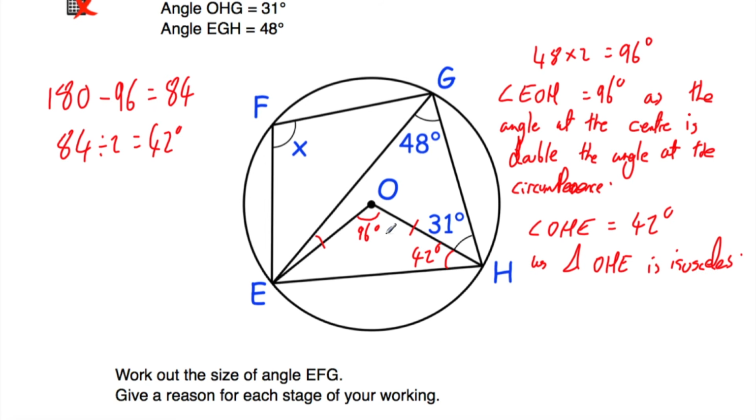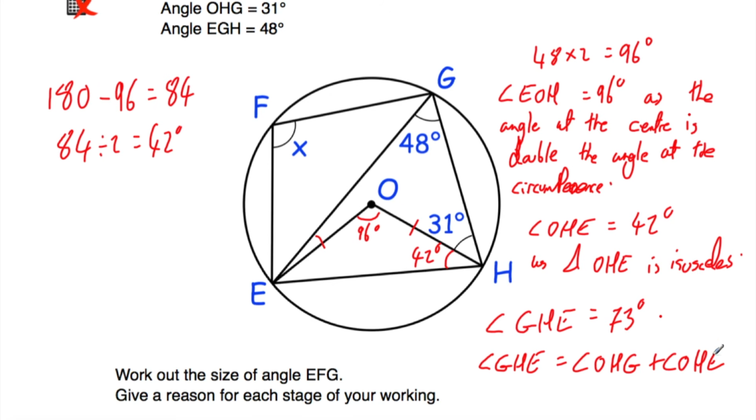Okay, so we've now worked out the size of angle OHG and OHE. So that means that the whole angle GHE will be equal to 31 plus 42, which is 73 degrees. So I'm just going to write down that angle GHE equals angle OHG plus angle OHE, so that those two angles add together to form the whole thing.